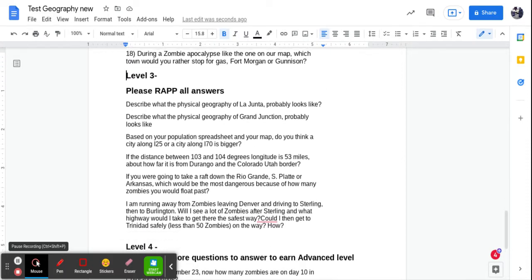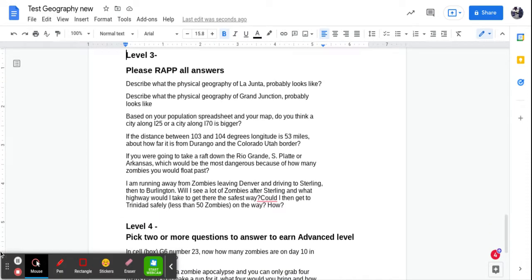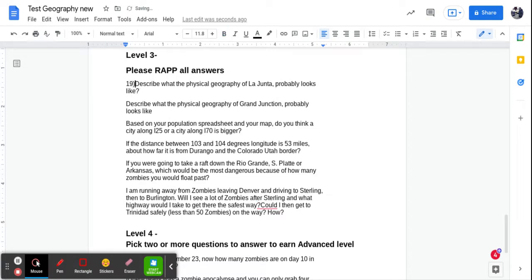Okay. Number 20. That was number 19. Number 20. Describe what the physical geography of Grand Junction probably looks like. Same as above.